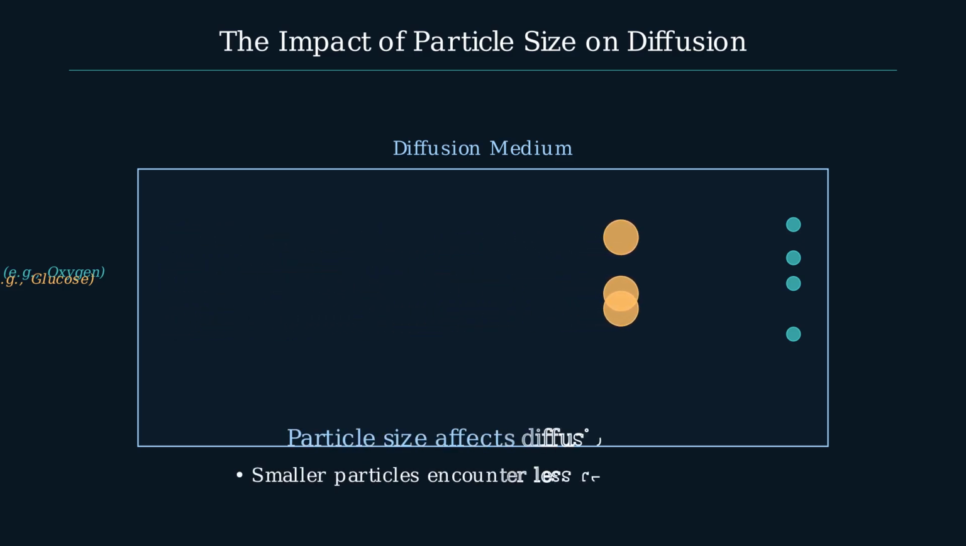Smaller particles diffuse faster because they encounter less resistance when moving through the medium. They also have higher mobility, allowing them to navigate more easily between molecules in the medium. As a result, smaller particles consistently diffuse faster than larger ones in the same environment.